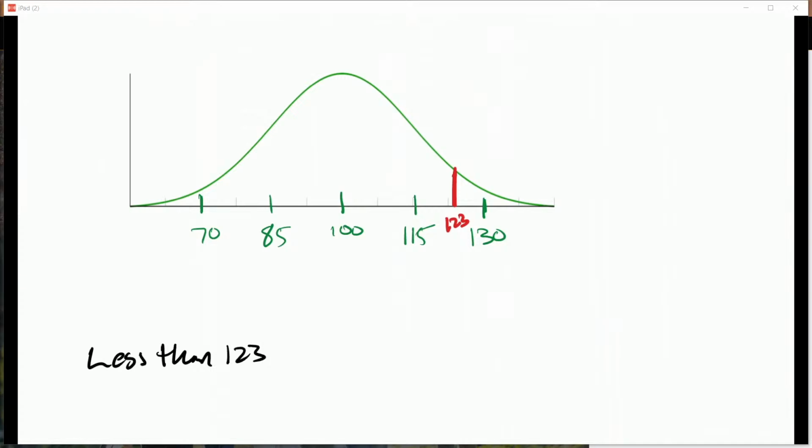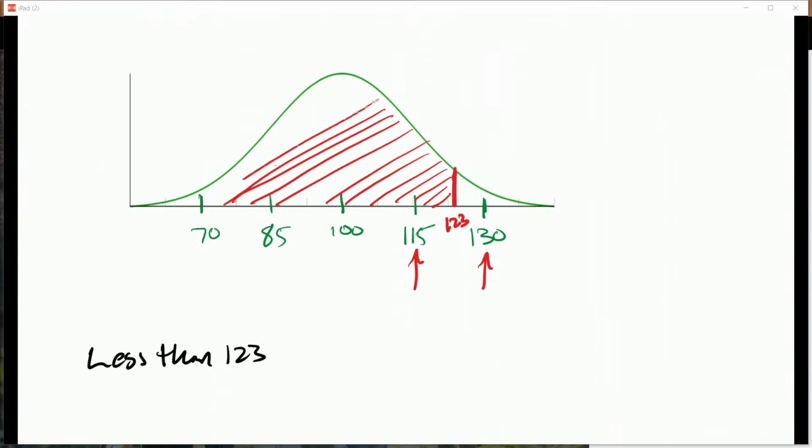So the empirical rule would help us out if I was dealing with that number or this number, but this is in between. Now I can certainly shade this. This is what it means to be less than 123. If you had to guess, what would you guess that number is? I don't know, maybe 90%, maybe 85%. But I don't have an empirical rule that helps me with this particular number because 123 is not right on one of the standard deviations.